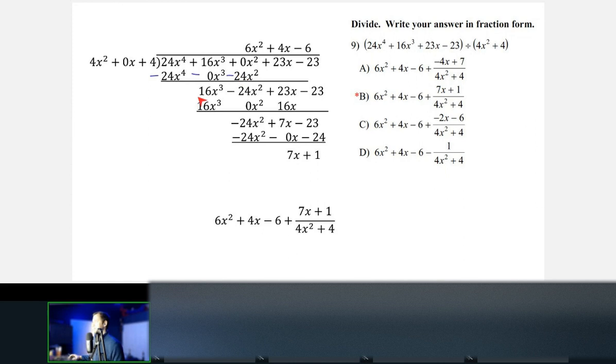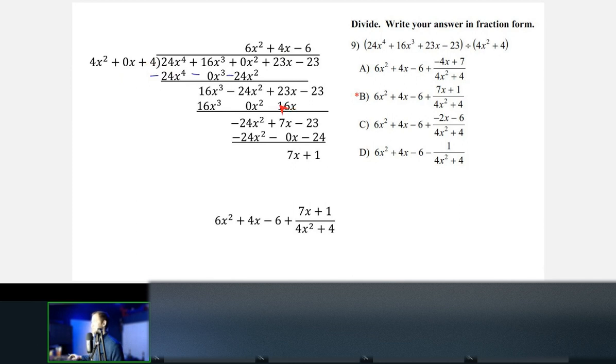But, once you get to this step, we look at this. What times this term will give me this term? So 4 times 4 is 16. That's why it's a 4 there. And then x squared times x will give me my x cubed. So that's why this is 4x right there. So we do 4x times this is 16x cubed. 4x times 0 is just 0. And then 4x times 4 is 16x.